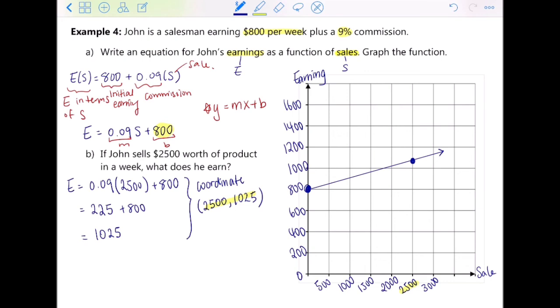And don't forget, for part B, we do have to state it in words as well. So John earns this much if he sells $2,500 worth of product.